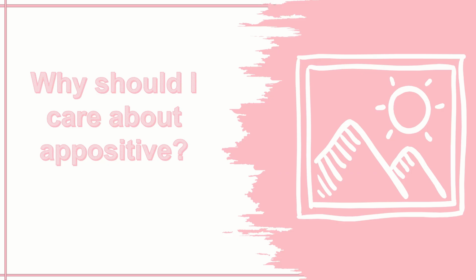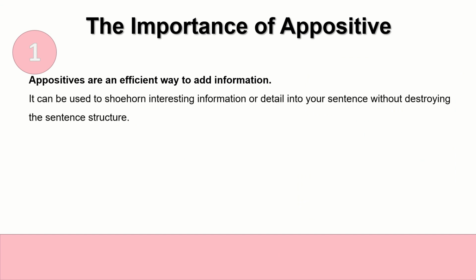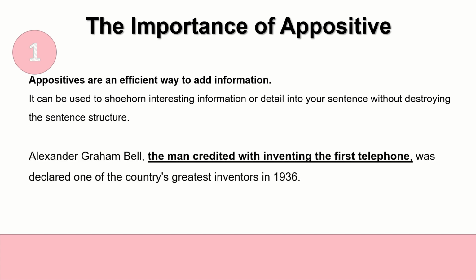And why should I care about the appositive? Why should we care about it? There are some importances of the appositive. The first one: appositives are an efficient way to add information. It can be used to shoehorn interesting information or detail into your sentence without destroying the sentence structure. You can give more information about what or who you are talking about by giving an appositive. Look at this one.